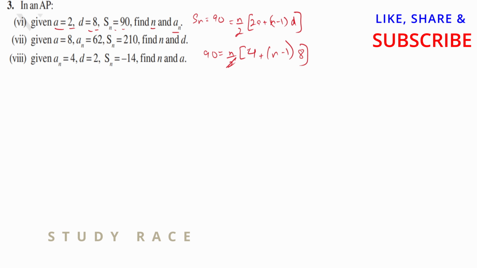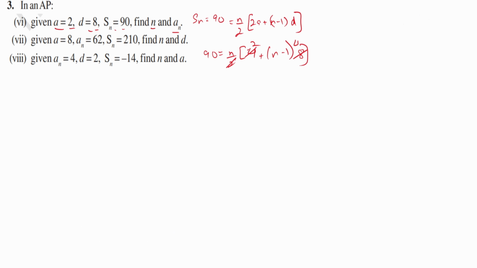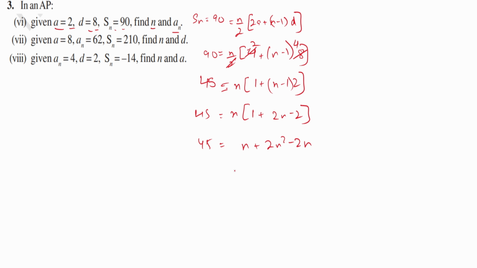Dividing by 2, I will get 2 here and 4 here. And further, I can also divide this whole equation by 2 and I will get 45 = n into (1 + (n - 1) into 2). Okay, so if I solve the bracket, 1 + 2n - 2, this gives 45 = n times that, so 2n square minus n is equal to 45.